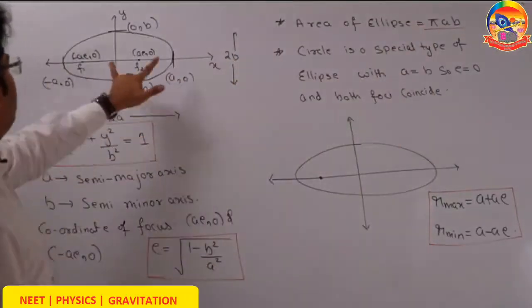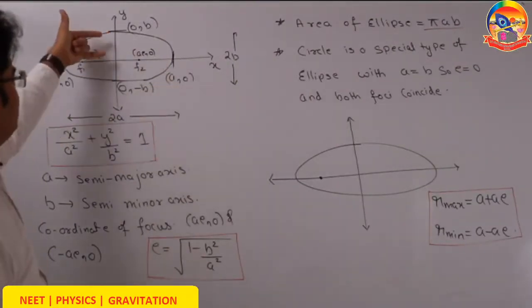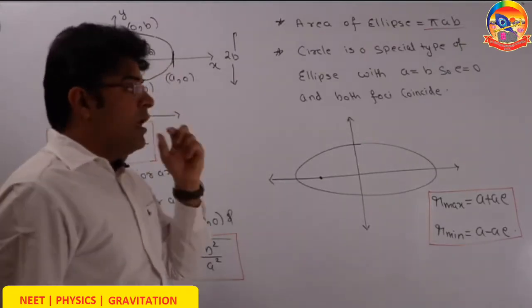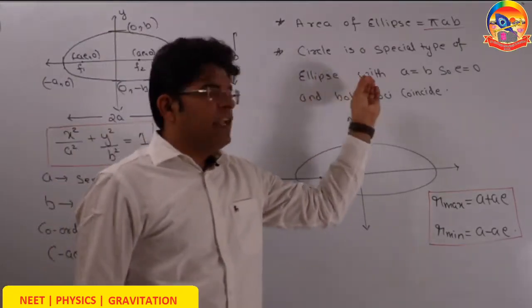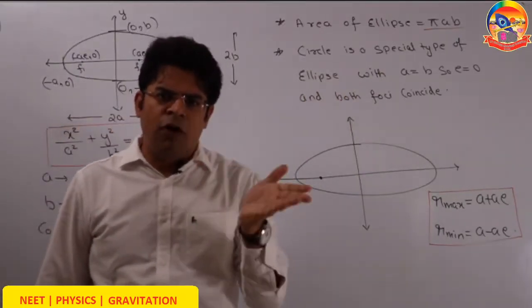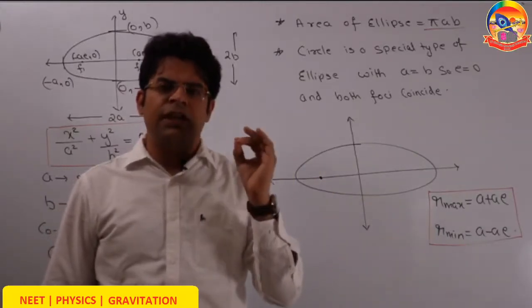Pi times the length of semi-major axis times the length of semi-minor axis. So if this is 4, this is 2, the area will be pi into 4 into 2. Next thing, circle is also a special type of ellipse, just like rectangle is a special type of parallelogram.